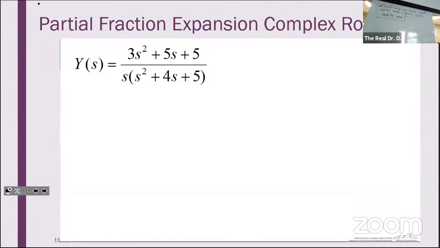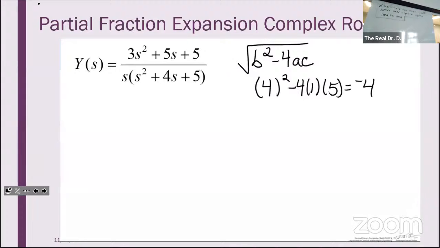To show the fact that this system in fact has imaginary roots, all we have to do is recognize the s squared plus 4s plus 5 part and realize that using the quadratic equation, if we look at the square root term of the quadratic equation, if this term is less than 0, that will tell us the fact that our roots are in fact imaginary. So when we do this, we have negative 4. So therefore what this shows is the fact that we have 2 imaginary roots.